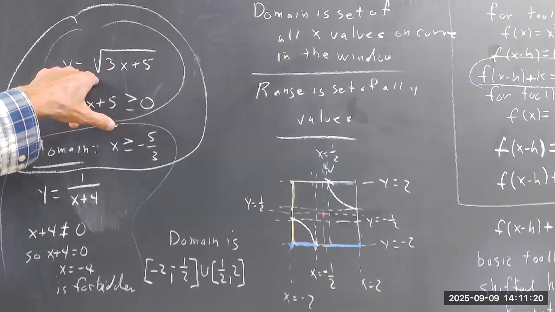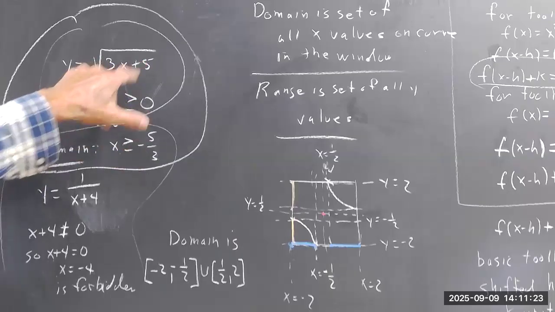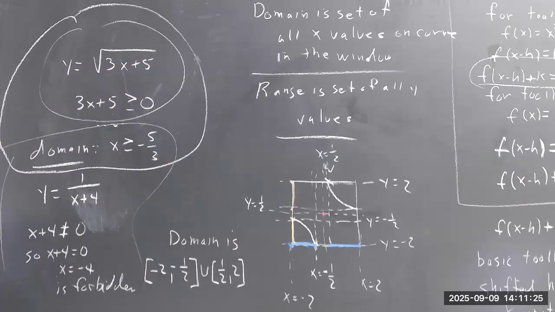If you have an expression under a square root sign, set that expression greater than or equal to 0 and solve it, and then you have the values that can work. Okay, the domain.